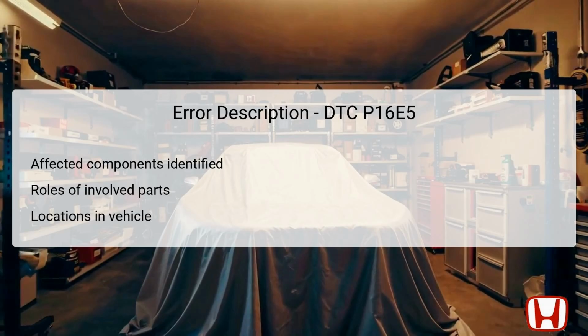In a Honda Civic, these components are usually located within the engine bay, with the PCM often found near the battery and fuse box area. Properly understanding each part's function and location is central to effectively troubleshooting and resolving the communication error.